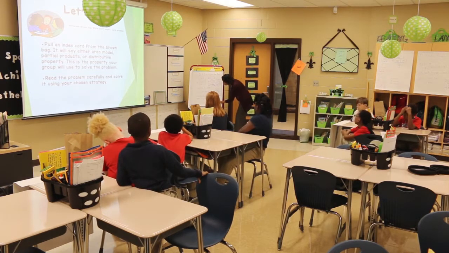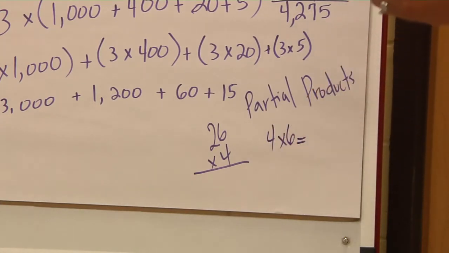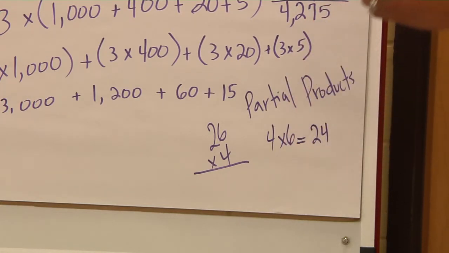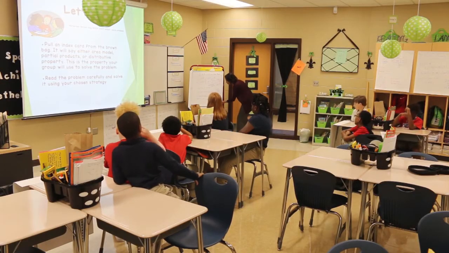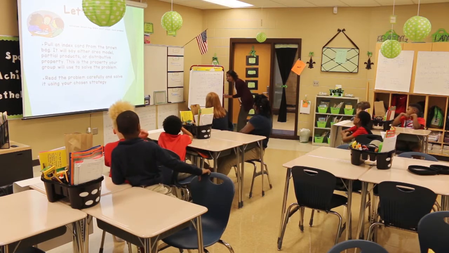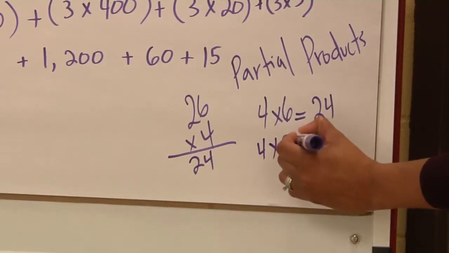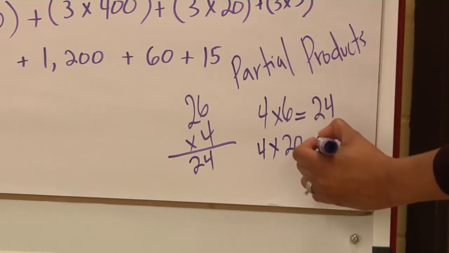Very good, Takoa. So we do 4 times our 6 because we start with our 1s. What's 4 times 6? 24. What do we do next? Add up. I mean, multiply 4 times 20. Very good. We do 4 times 20 because this is the tens place. What's 4 times 20? 80.